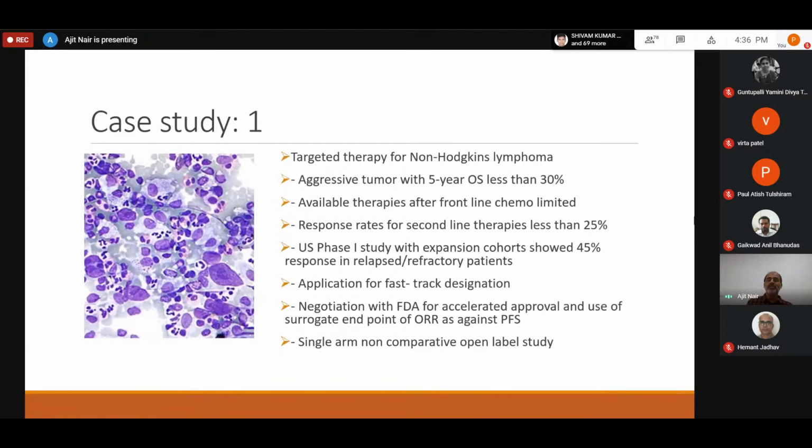So you can basically use a surrogate endpoint like an ORR as against overall survival, and then negotiate with the FDA for a single arm, say 70, 80 patient study in this indication and get an approval right from your expansion cohort, right? And that's the beauty of how you can use the available regulation to expedite drug development in a rare condition like this non-Hodgkin's lymphoma.